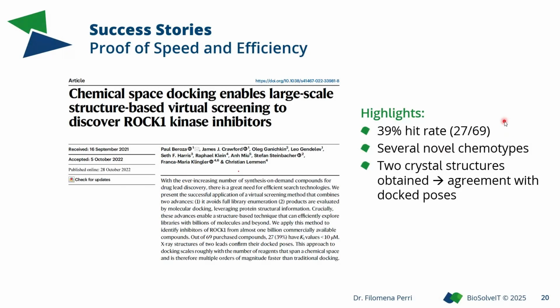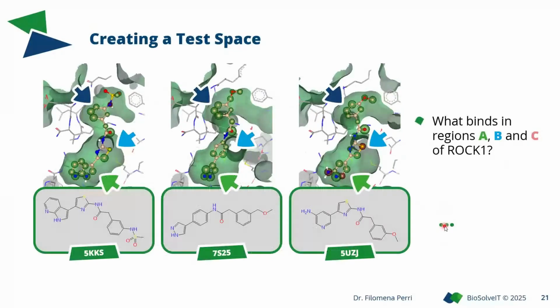We especially found novel chemotypes, and this is very important, that you often generate novel chemotypes, you find novel IP, and there is a high chemical diversity in these chemical spaces, just by design, because they are so big. Most importantly, 2 crystal structures were obtained, and they were in strong agreement with the originally docked poses. So that was also a very solid statement. And speaking of ROCK1, this is what we're going to use for our demo.